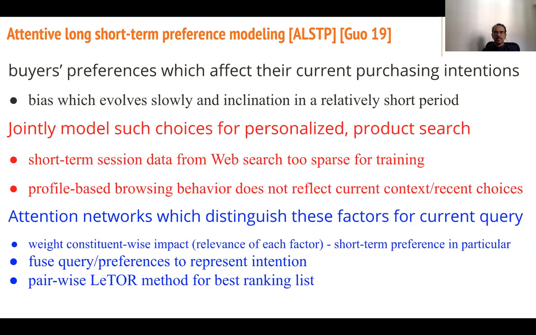Short-term session data from web search is too sparse for training. Profile-based browsing behavior alone does not reflect current context or recent choices. So instead, attention networks which distinguish these factors for the current query are proposed. So you need to attribute some weights to constituent-wise impact, so that relevance of each factor, short-term preference in particular, fuses query and preferences to represent intention. Pairwise learning to rank method for best ranking list.